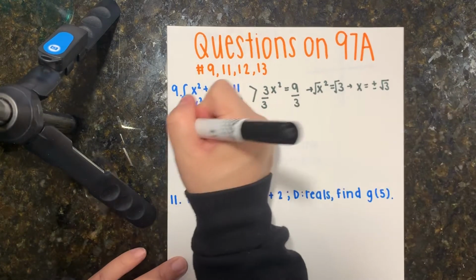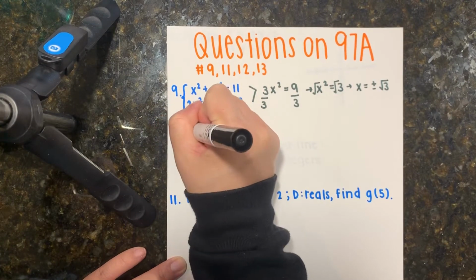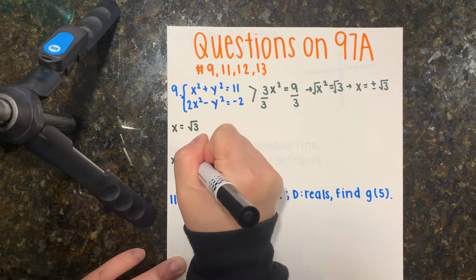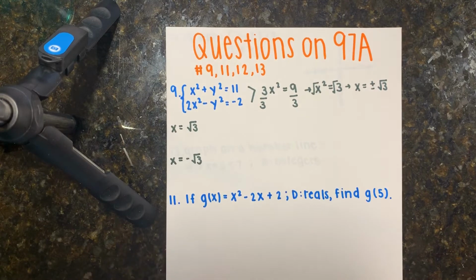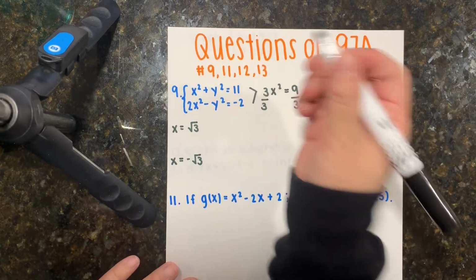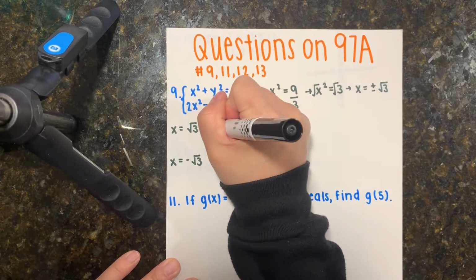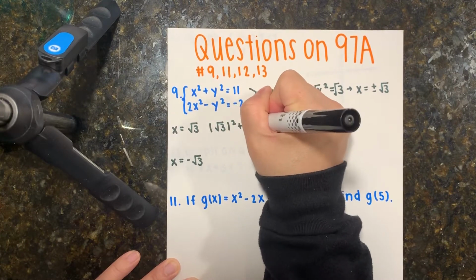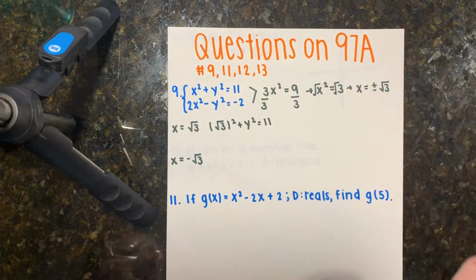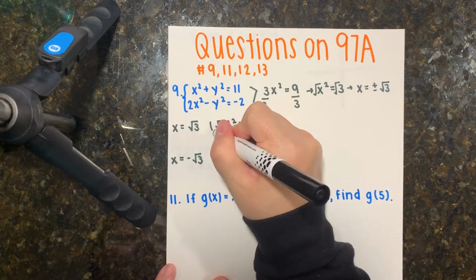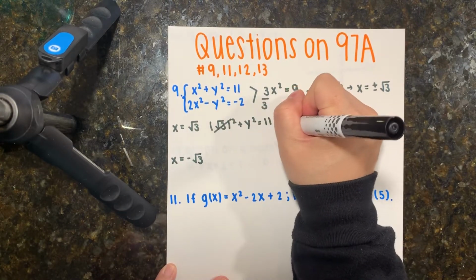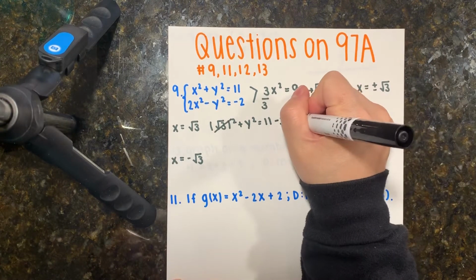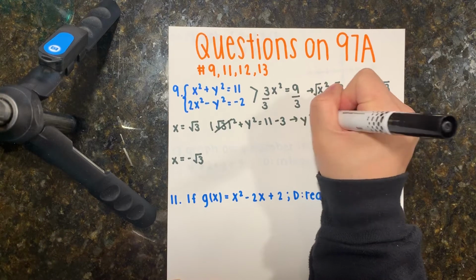I'm going to start with plugging in x is equal to positive root 3, and then the second time I'm going to do x is equal to negative root 3, since I have two x values. I'm going to plug it into the top equation, so that would be square root of 3 squared plus y squared equals 11. So square root of 3 squared is just 3. So when I bring it to the other side, you're going to subtract 3. And that would give us y squared is equal to 8.